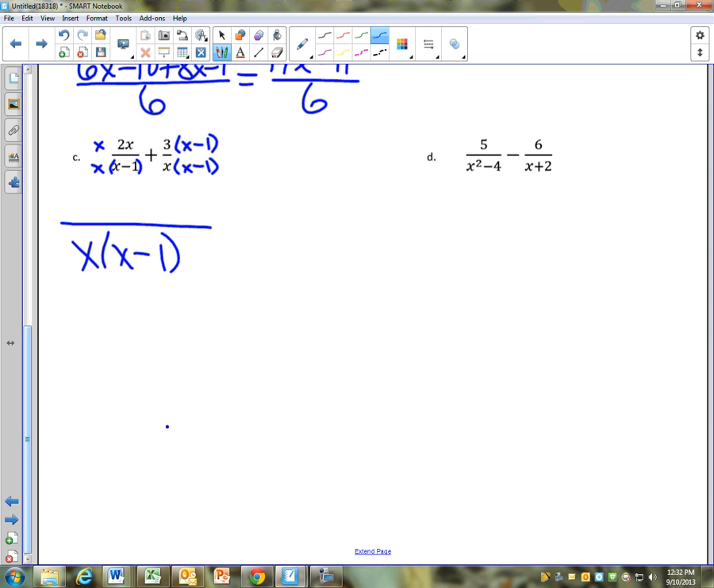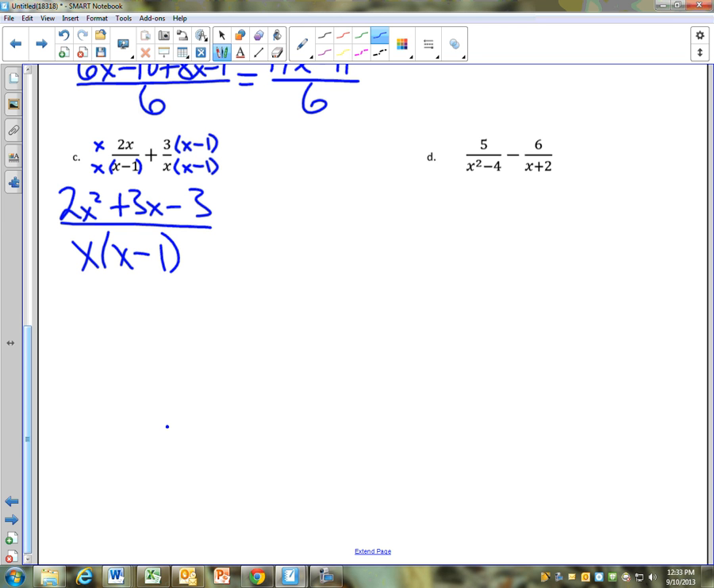In the numerator, what do I have? Good. 2x squared plus 3x minus 3. Does 2x squared plus 3x minus 3 factor? It doesn't. We should check. If it did factor and it had an x minus 1 as a factor, then we'd be good to go. But it doesn't, so we need to leave it.